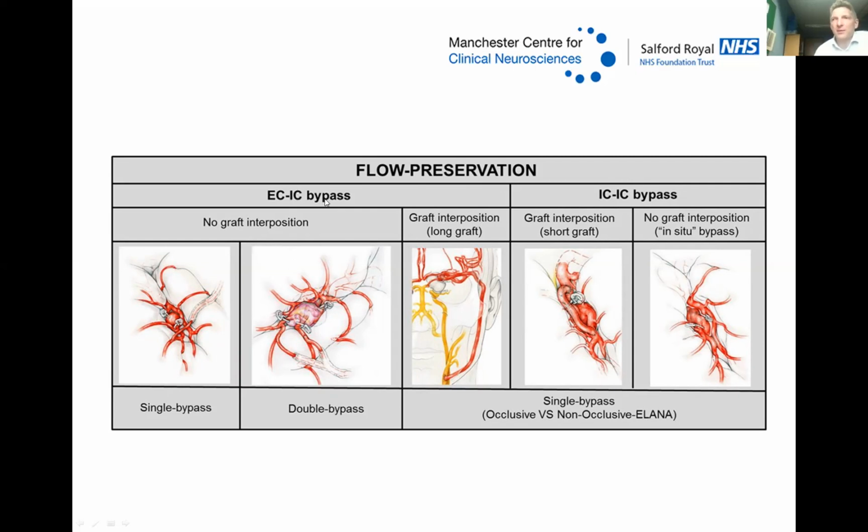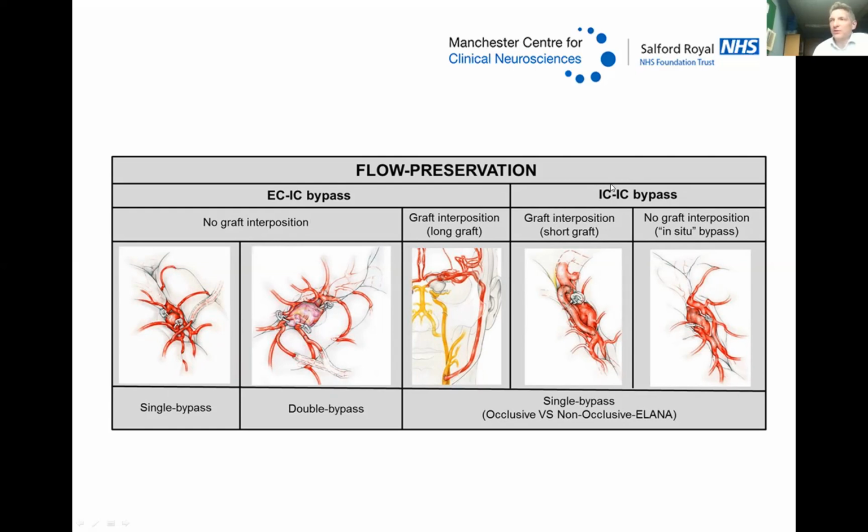Or you can do other EC-IC bypasses without the graft interposition, and that could be, say, if you had a fusiform MCA aneurysm, you could do a single or double bypass from branches of the MCA onto an M2 branch, for example, or sometimes the internal maxillary artery would be used in a similar way.